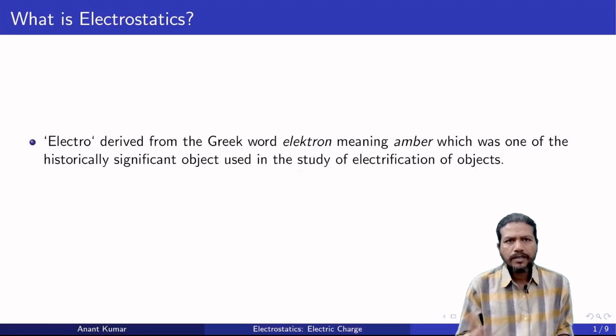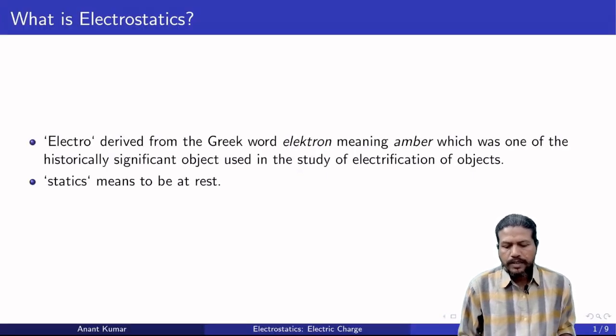Amber is basically a resinous substance which comes from the bark of trees, for example, which has solidified and has a very good texture, and normally it is one of those substances which is quite beautiful to look at. Anyway, so the word electro comes from the Greek word electron. On the other hand, statics means to be at rest.